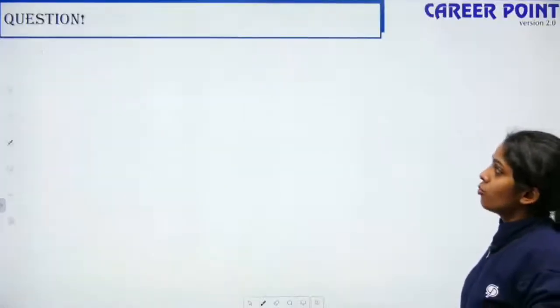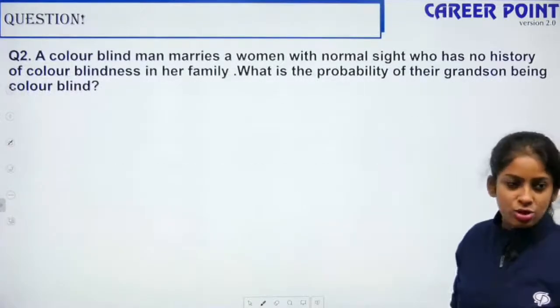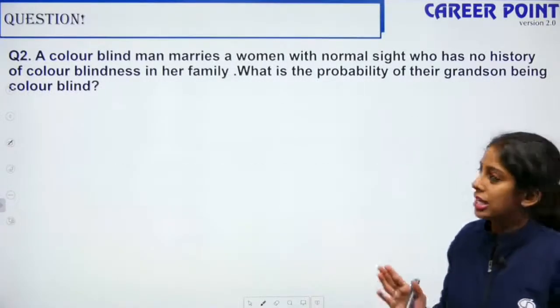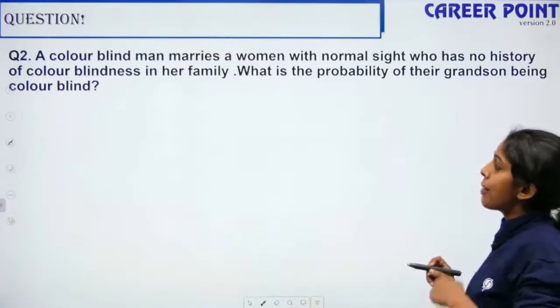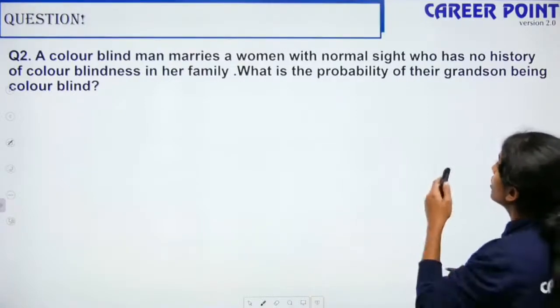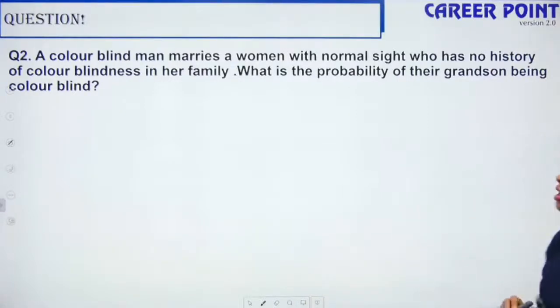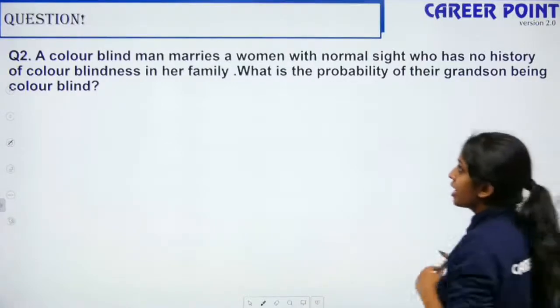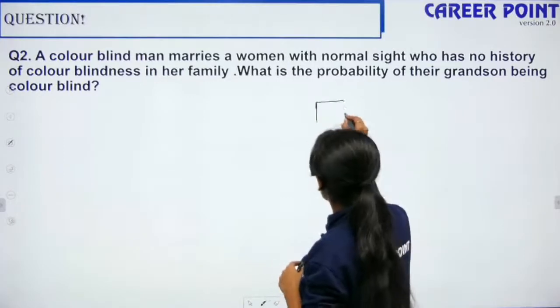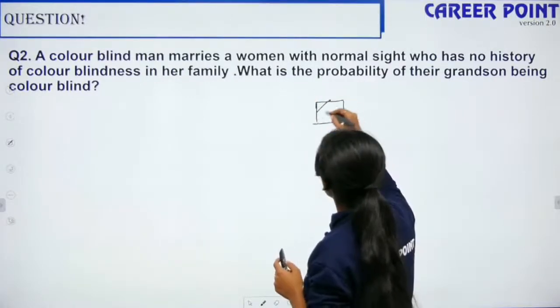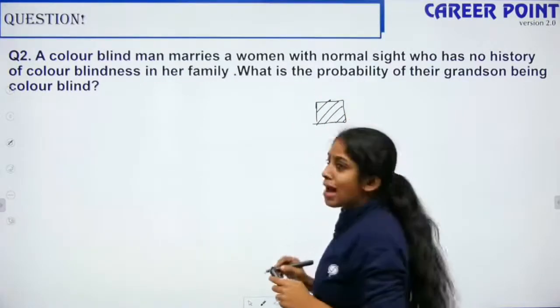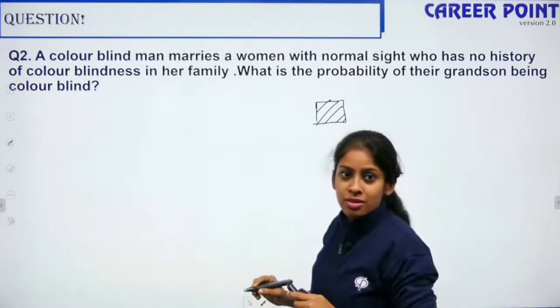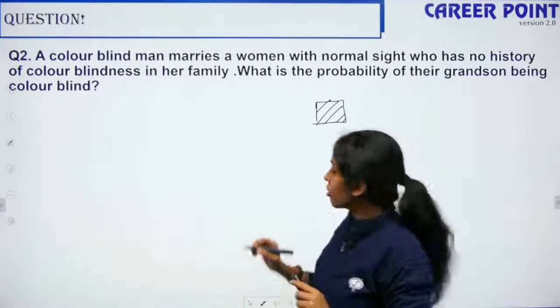Moving further, I have another question. These are typical questions that come in your NEET. A colorblind man marries a woman with normal sight. The woman is normal, the man is colorblind. So immediately draw a pedigree chart. You have a man, and the man is colorblind. It is a very important topic for class 12.